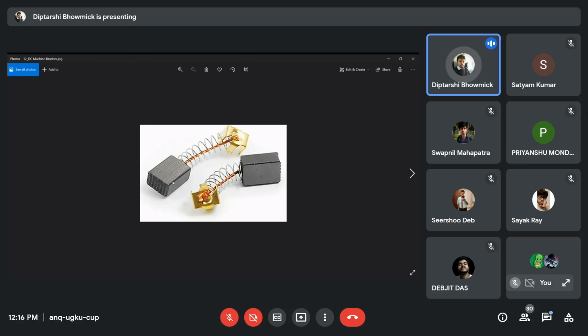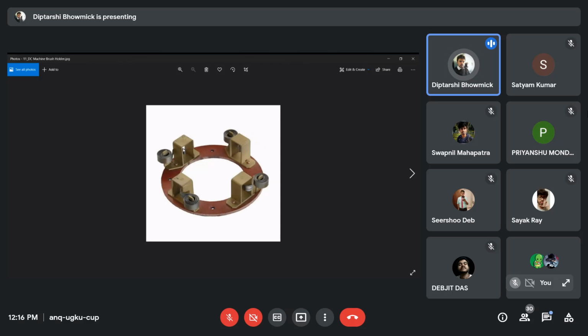So these carbon brushes are placed inside this brush holder, and they are attached to the commutator through this spring. The spiral spring exerts a pressure on these brushes so that they are always in contact with the commutator. That is achieved by these spiral springs. The spiral spring always gives a force on the brushes towards the commutator.